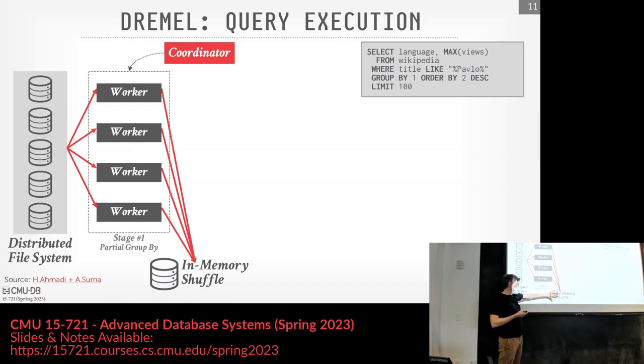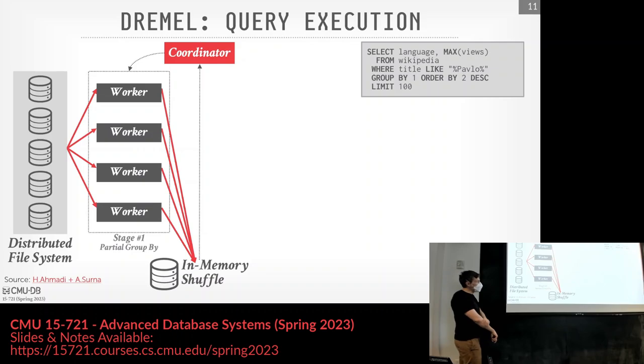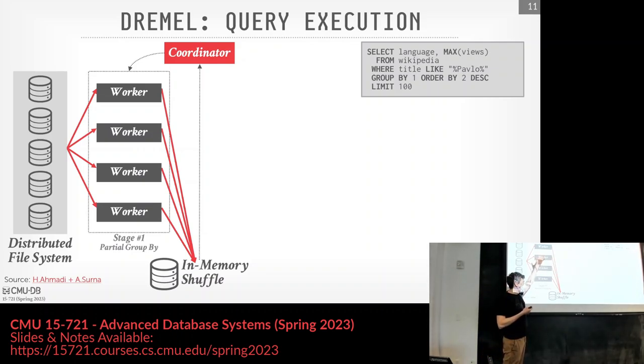And I'm just showing this as an amorphous blob. It could be individual nodes, it could be one single node. For our purposes right now, it doesn't matter. And then the shuffle can provide information to the coordinator about what data it was given, like: are we underutilized, overutilized, do we have skew?